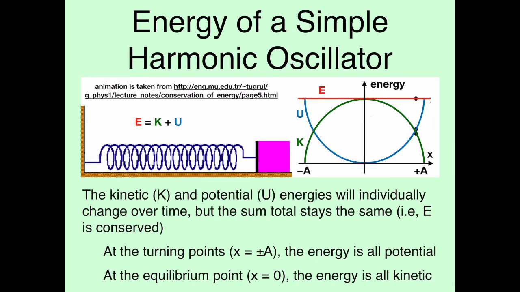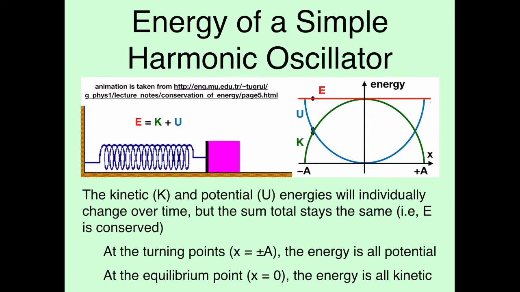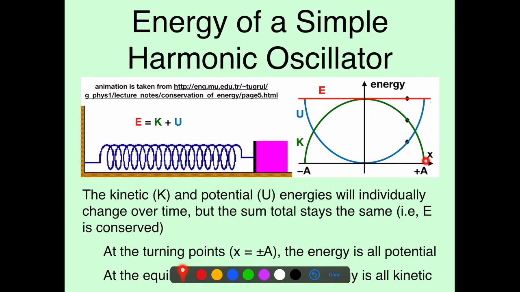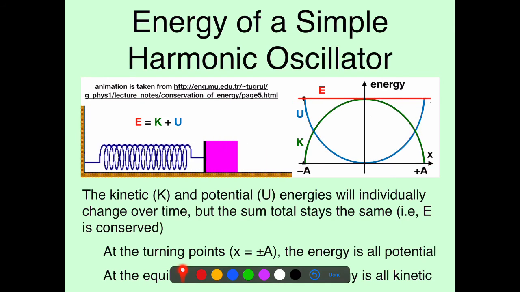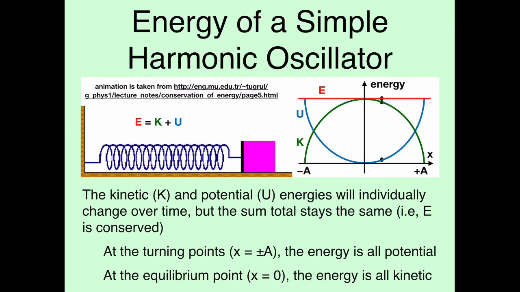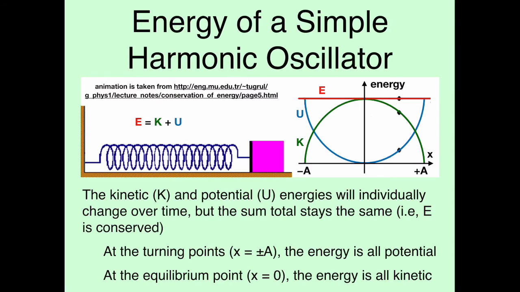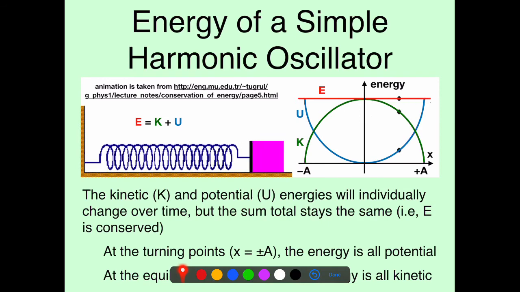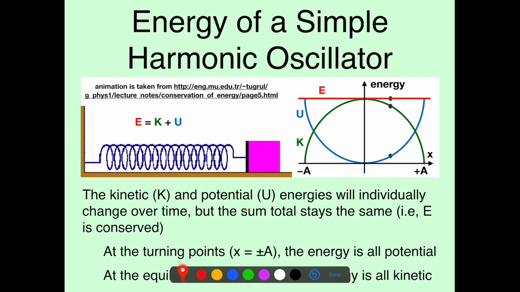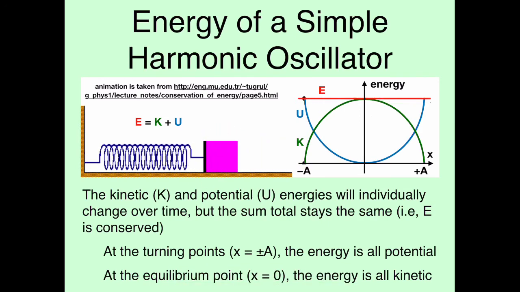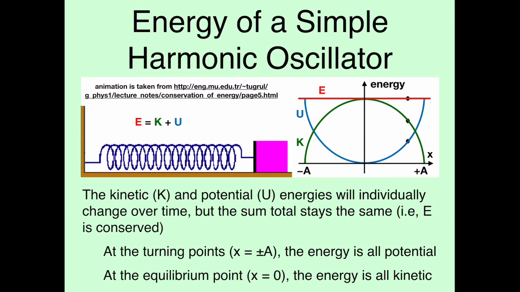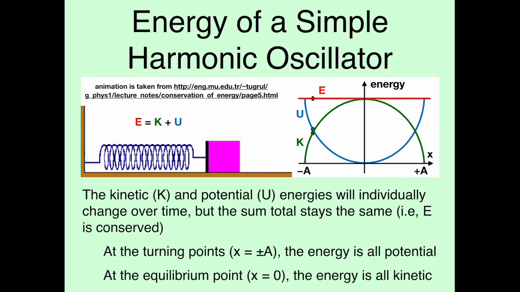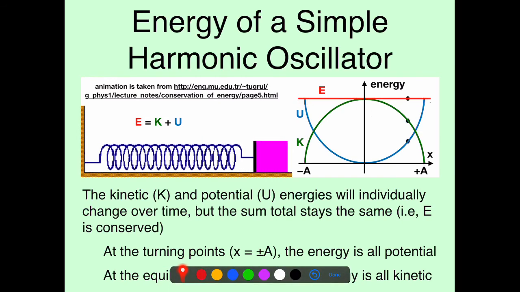The first thing to notice is that at the turning points of the motion, which would be minus A and plus A, where the block is actually turning around, the potential energy is at a maximum and the kinetic energy goes to 0, which makes sense. The block has to momentarily come to a stop in order for it to turn around. That is also when the spring is being maximally compressed or maximally stretched out, which is when we'll have the most potential energy.